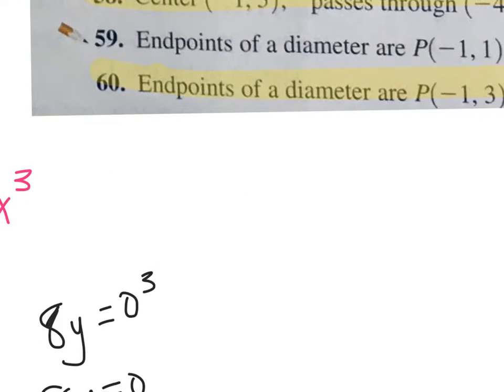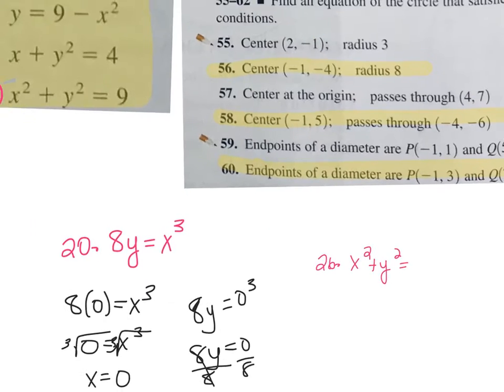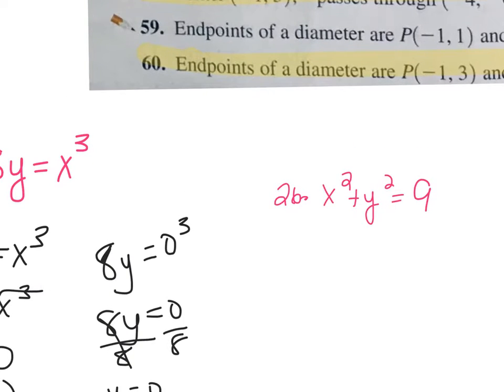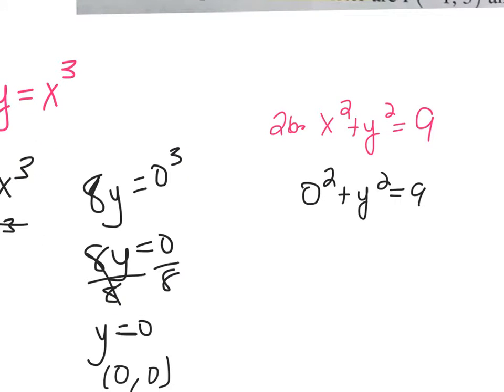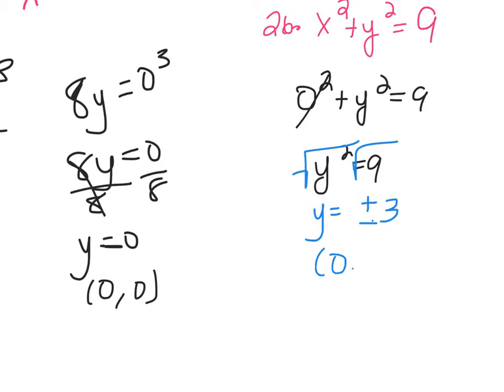Okay, 26 is x squared plus y squared equals 9. So I'm going to plug in 0 for x: 0 squared plus y squared equals 9. Well, what's 0 squared? So y squared equals 9. Now what? Take the square root. So y equals what? Plus or minus 3. I would write that as an ordered pair as (0, 3) and (0, -3).